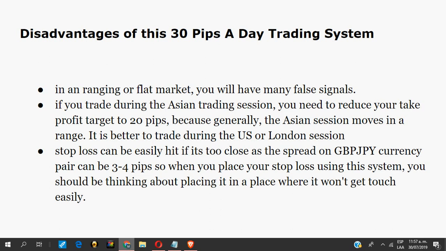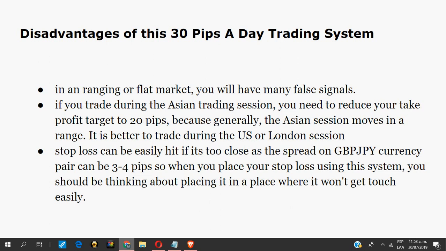The first is that in a ranging or flat market, you will have many false signals. If you trade during the Asian trading session, you need to reduce your take profit target to 20 pips because generally the Asian session moves in a range. It is better to trade during the US or London session.